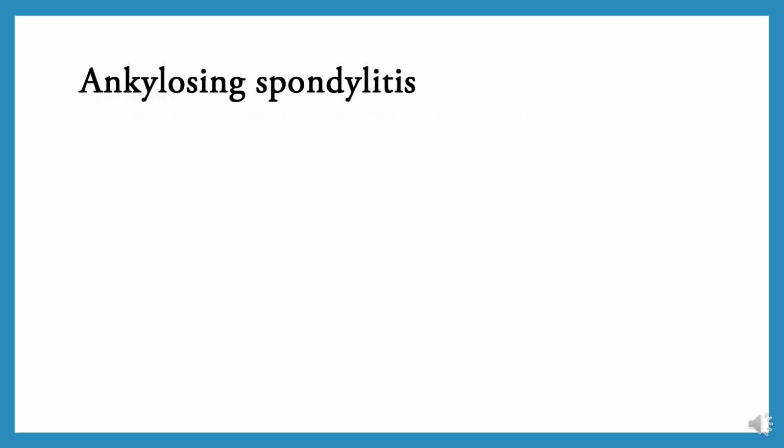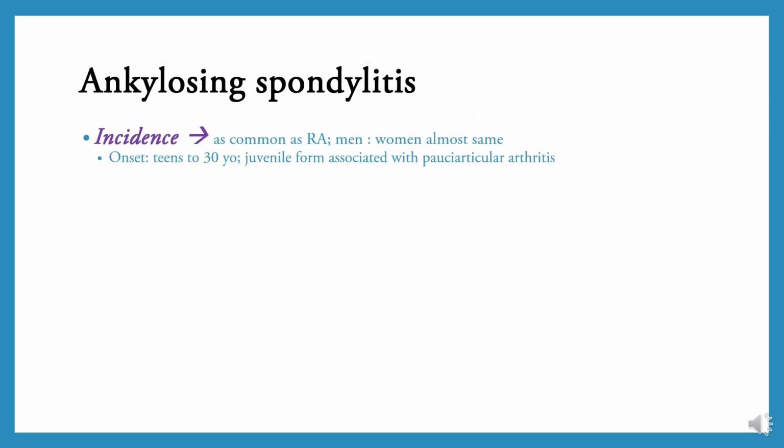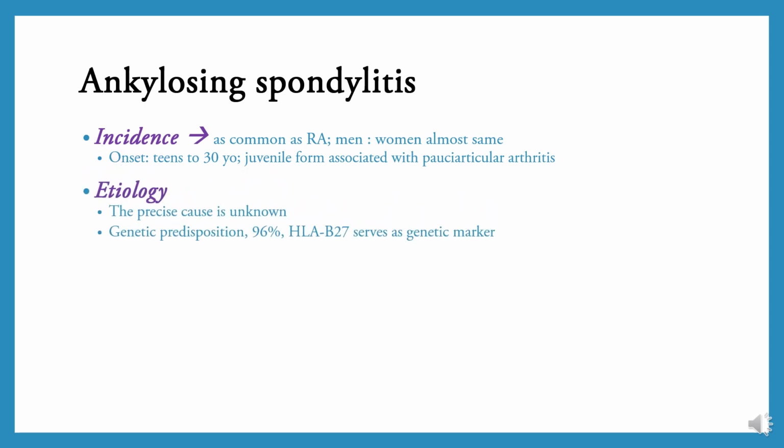Ankylosing spondylitis: the incidence is as common as RA. Man to woman ratio is almost the same. The onset is from teens to 30 years old. The precise cause is still unknown, and the genetic predisposition is 96%. HLA-B27 serves as a genetic marker.